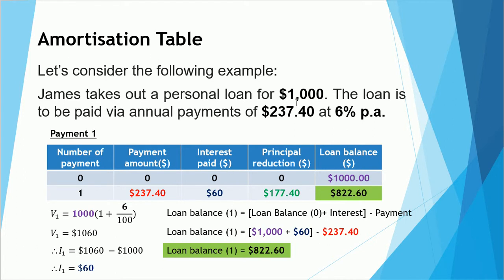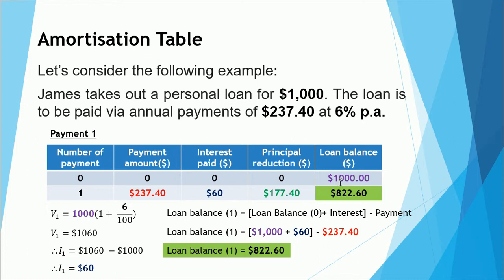James takes out a personal loan for $1,000. The loan is to be paid via annual repayments of $237.40 at 6% per annum. So let's look at his first payment. He starts with an amount owing of $1,000. When we multiply that by 1 plus 6 over 100, or if you like 1.06, which brings into account a growth factor of the 6% per annum, we end up with a new amount owing at the end of the first year of $1,060. That is adding in the interest, which means in total the person has paid $60 interest in the first year. So at the end of the first year, there's $60 interest.